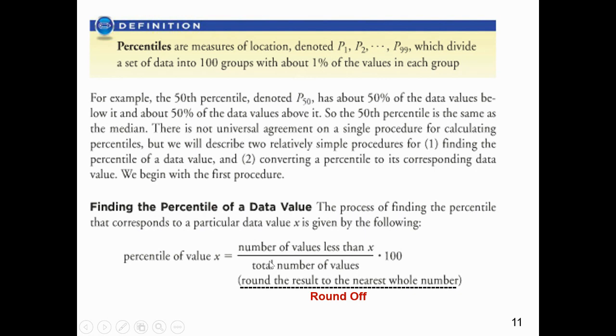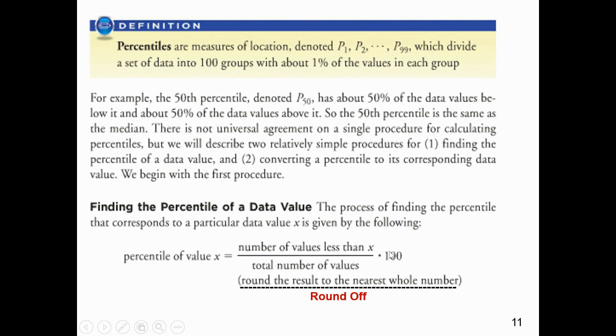Here's the formula that you've got to either commit to memory, or just have it written down somewhere when you see these problems on the exam. To find the percentile that corresponds to a particular data value, first order the numbers from smallest to largest. Find the total number of values less than your target value X. Divide that number by the total number of values you have, and multiply by 100.